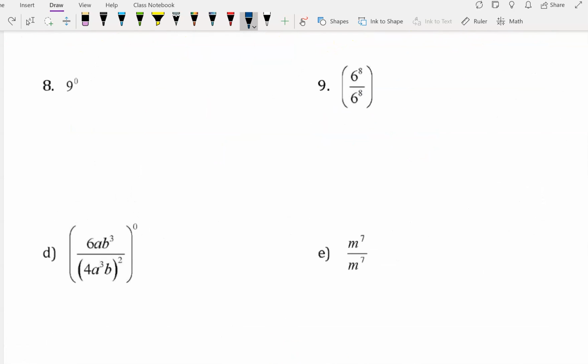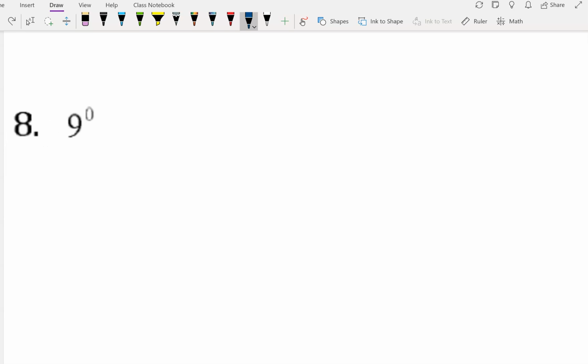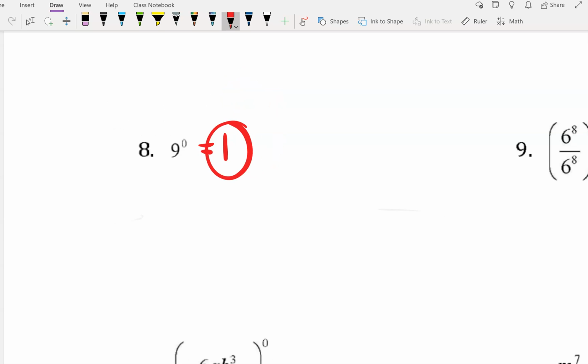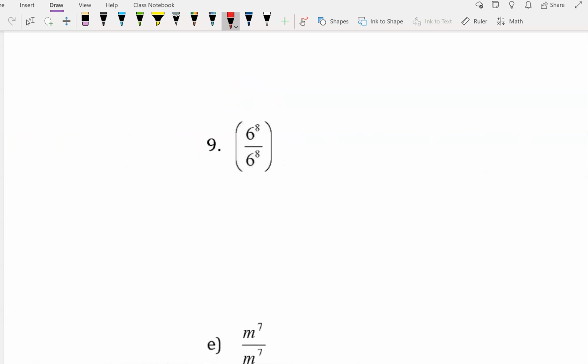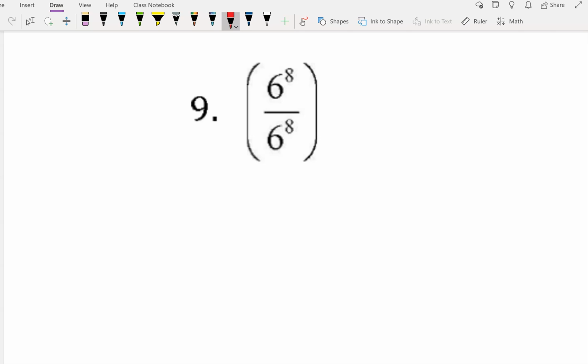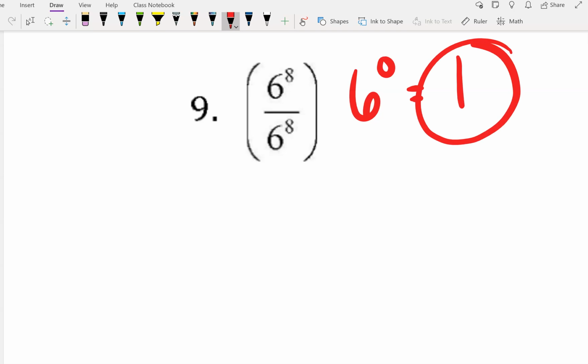Moving on. Okay, this one's really, really quick. Anything to the 0 power is 1. Memorize that. Anything to the 0 power is 1. It'll save you a lot of time. Okay, next one. We're dividing like bases, so we subtract the exponents. 8 minus 8 is going to be 0. Remember, anything to the 0 power, 1.